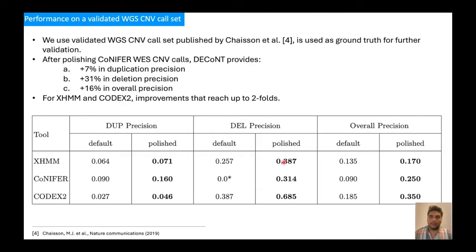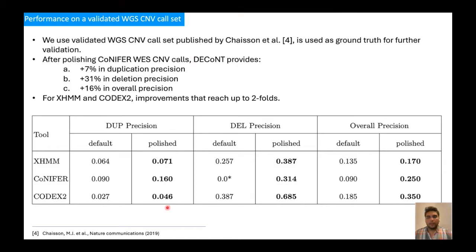In order to test the polishing performance of DCONT, we also use a highly validated CMV call set published by Chaisson et al. in 2019. This dataset contains the whole genome-based CMV calls of 9 individuals selected from the 1000 Genomes Project samples. And for these samples, a consensus call set is obtained by the authors using 15 different whole genome-based CMV callers with comparisons against high-quality structural variants generated using long-read sequencing with single base pair resolution.